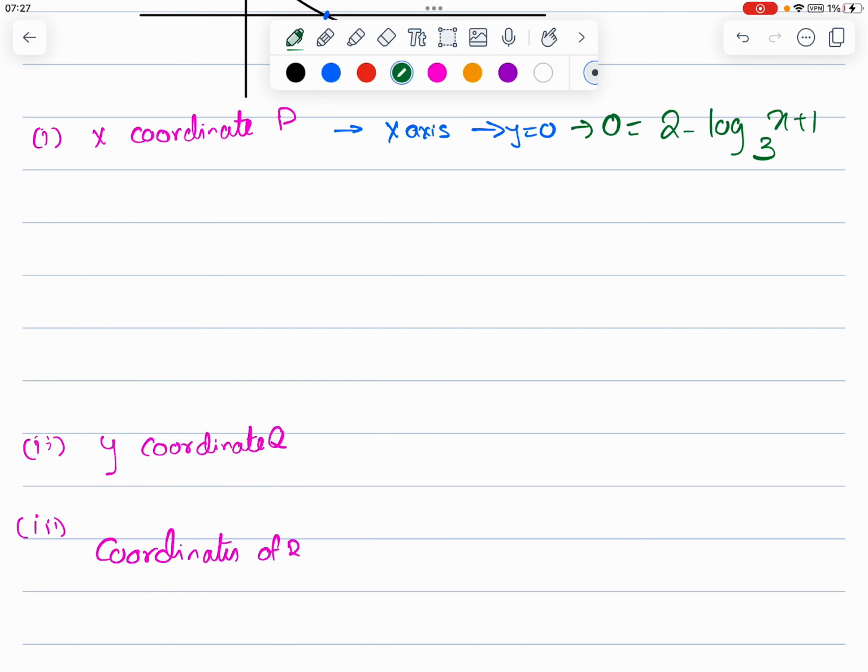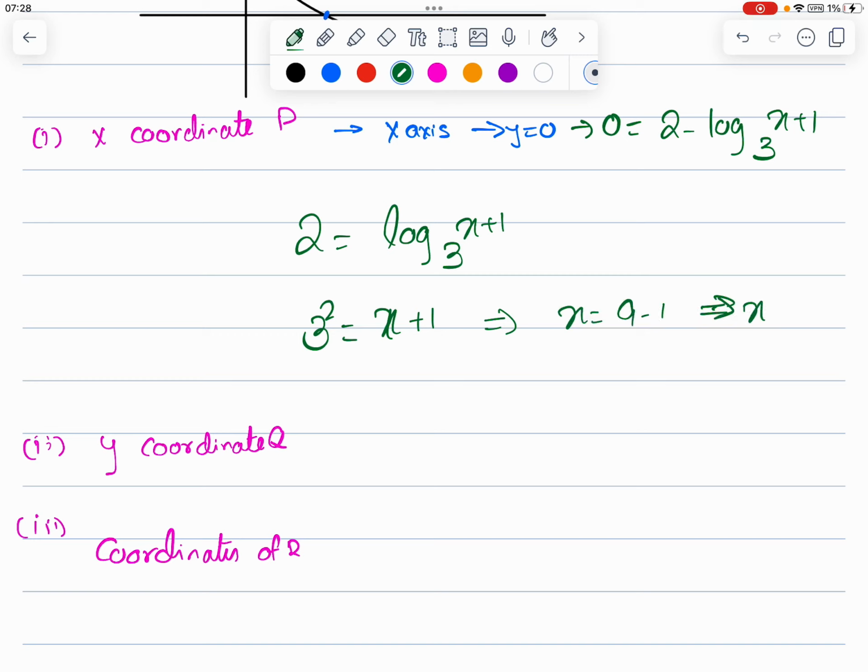So what do I get from there? Move the 2 to the other side, so it becomes 2 equals log of x plus 1 to the base 3. Then, converting logarithmic form into exponential form, 3 power 2 equals x plus 1, which gives me x equals 9 minus 1, so x equals 8. That's going to be the answer.